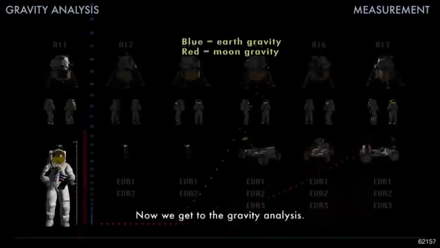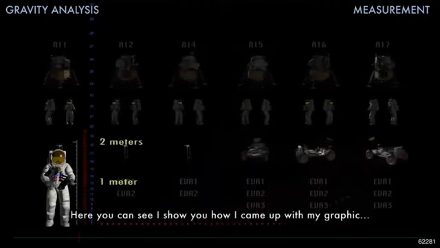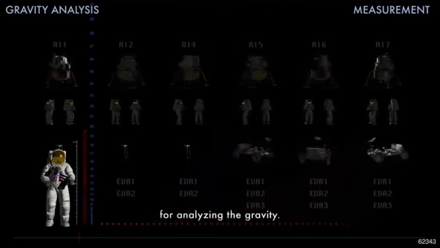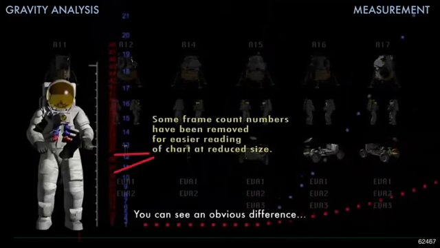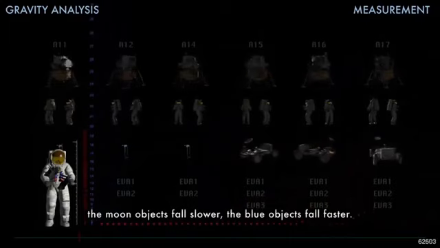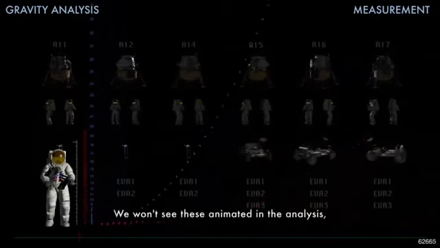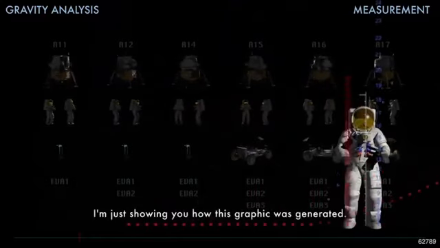Now we get to the gravity analysis. Here you can see I show you how I came up with my graphic for analyzing the gravity. The blue is Earth gravity and the red is the moon gravity. You can see an obvious difference. The moon objects fall slower while the blue objects fall faster. We won't see those animated in the analysis. I'm just showing you how this graphic was generated.